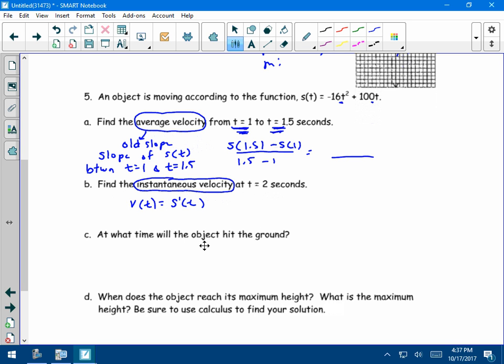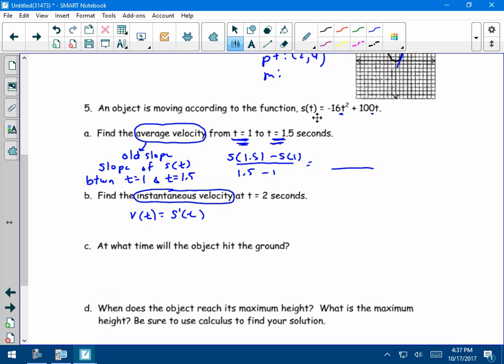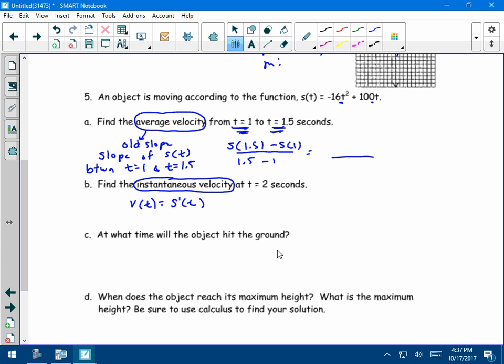Part C says at what time will the object hit the ground? So if it's moving according to this function, when it's on the ground, that means when s of t equals 0. So it's moving up and down. When it's on the ground, ground is always 0. So I would just set the original function equal to 0 and solve it.